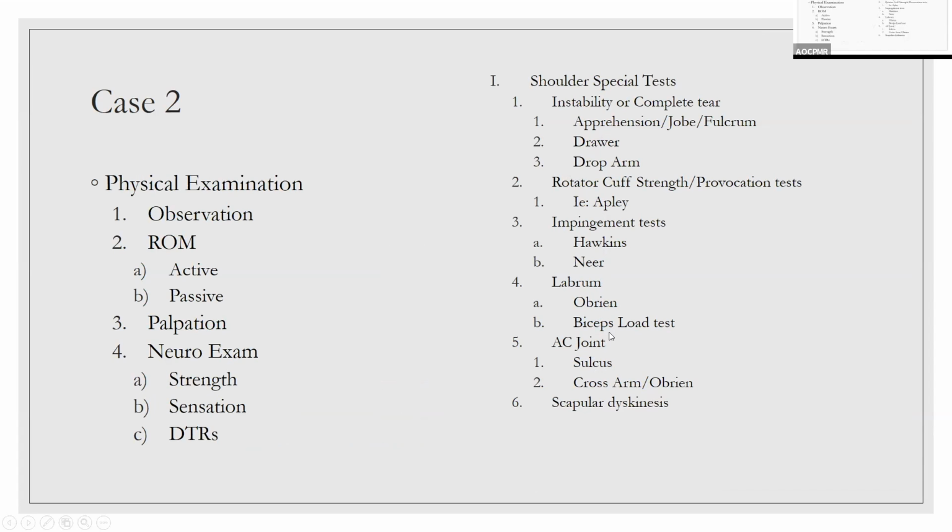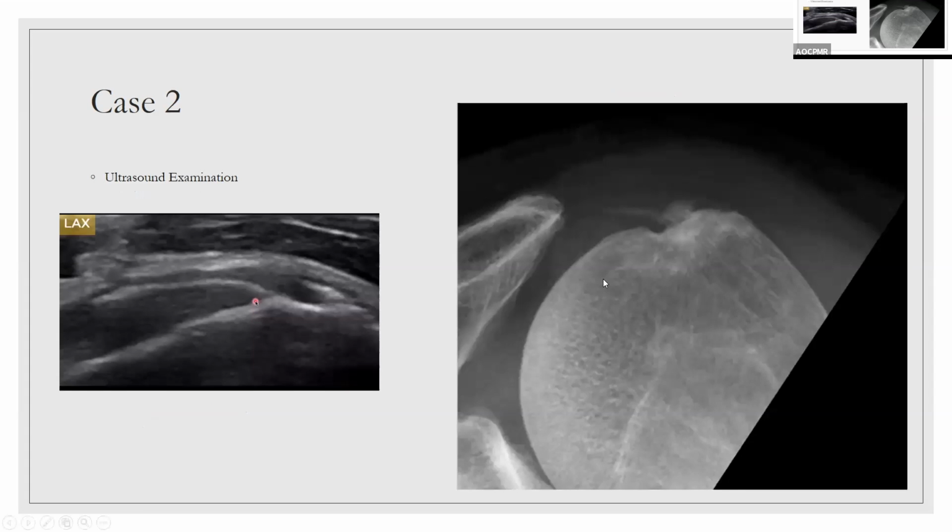What was most peculiar was that while you palpated her AC joint and her greater tuberosity, you could feel a clunk happen as she was trying to get full abduction. And once she got that clunk, she could go the rest of the way. So she came to me with an X-ray, and you saw this.